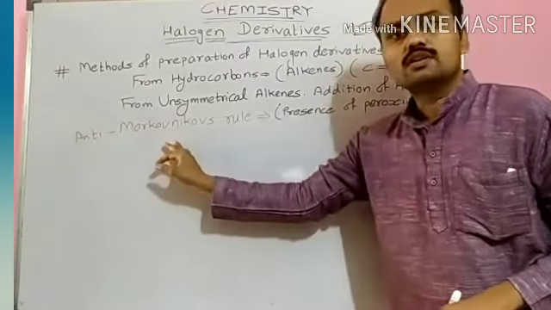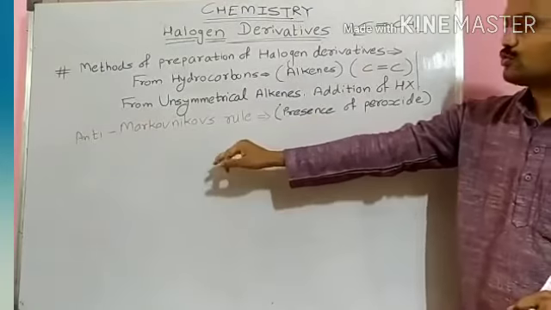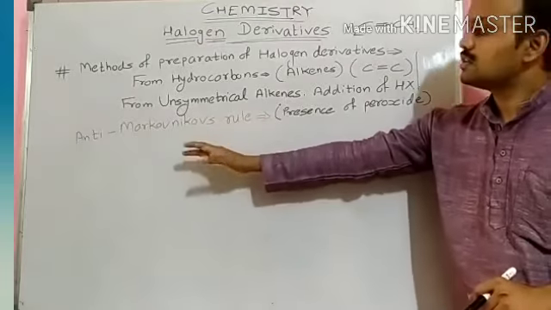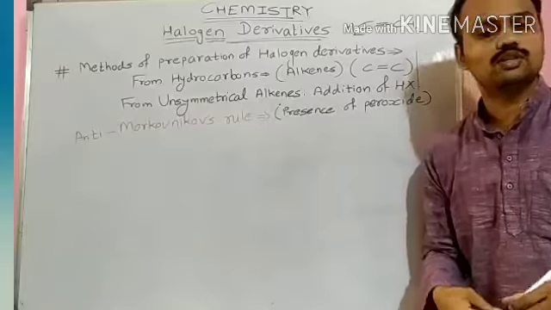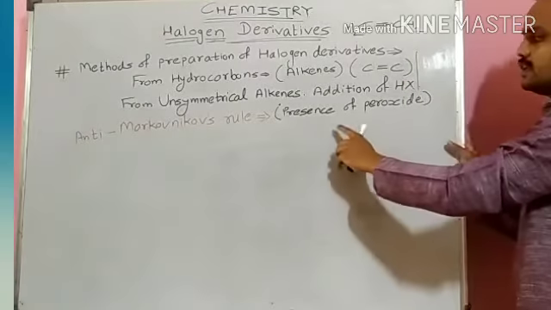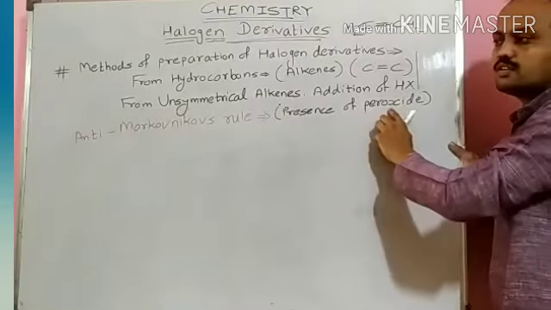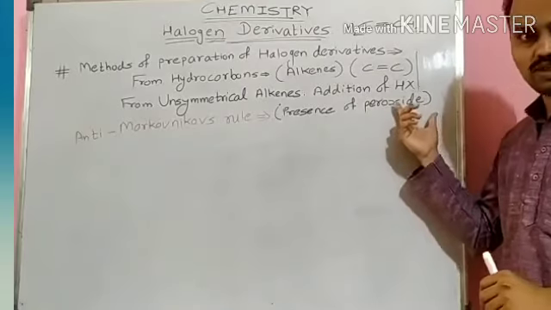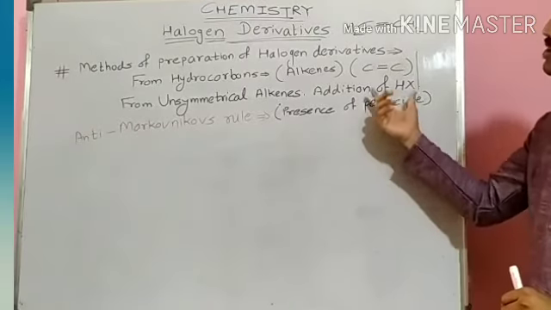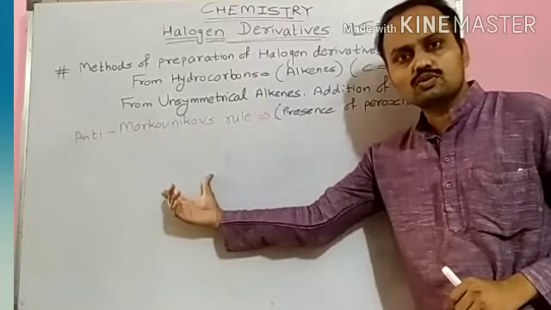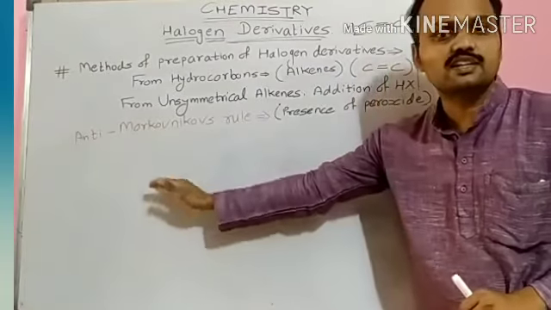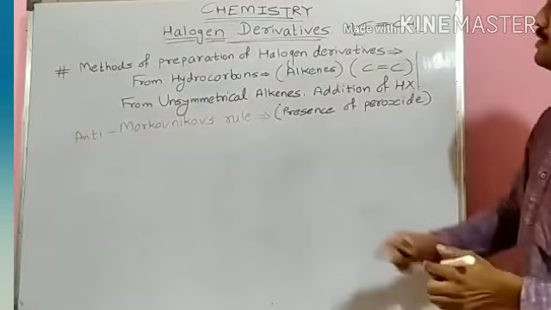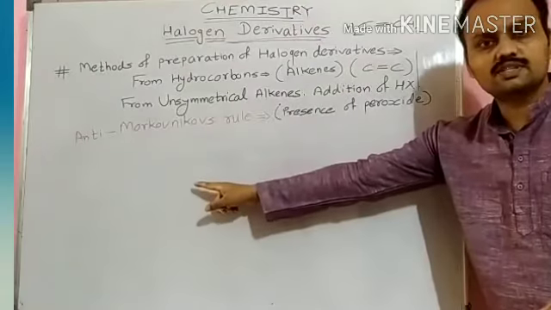Anti-Markovnikov's rule. Right now we explained Markovnikov's rule, in which the negative part of the reagent gets attached to the unsaturated carbon atom having fewer hydrogen atoms attached to it. Students, when peroxide, for example hydrogen peroxide H2O2, is used in the same example of Markovnikov's rule, this addition takes place exactly in the opposite way, and that is called anti-Markovnikov's rule. Let us explain this anti-Markovnikov's rule with the previous example only.